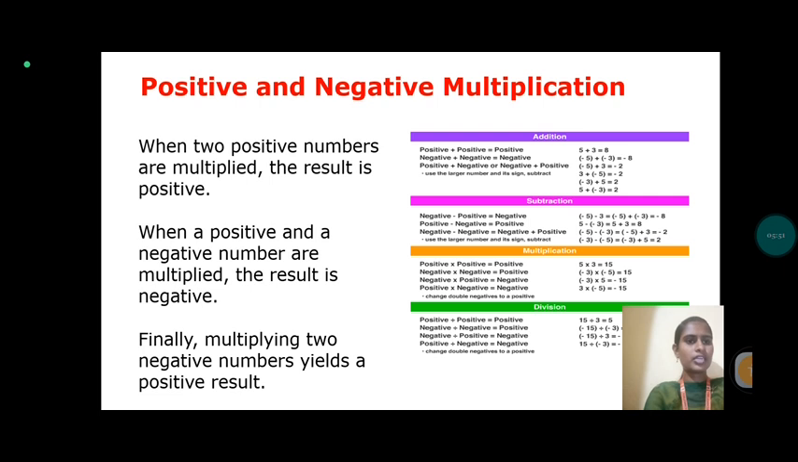Then next, subtraction. Negative minus positive is equal to negative, and positive minus negative is equal to positive. Positive minus negative is equal to positive plus positive.